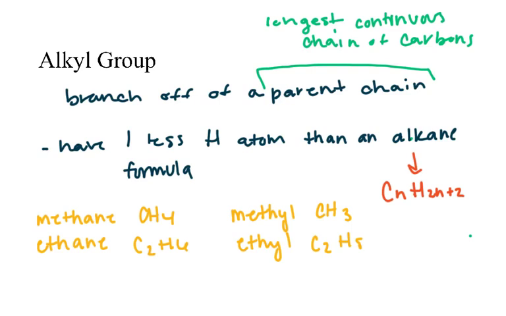Anyway, so you get the picture. As we go, we drop a hydrogen, and we change the name from ane to yl. So we drop the ane, and we add yl. So that formula, again, was CnH2n+1. This goes on and on for each prefix as we go down.